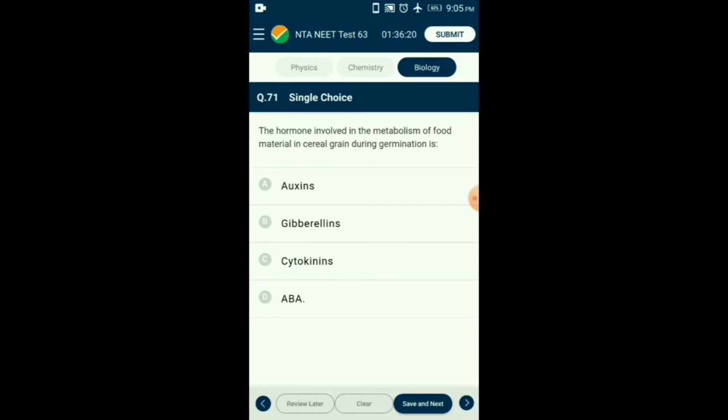Chemically, gibberellin is a gibbane ring-containing complex chemical with vivid biological activities in plants. There are more than 30 gibberellins known so far. They all are acidic in nature and are called gibberellic acid. So the answer for this question is option B, gibberellins.